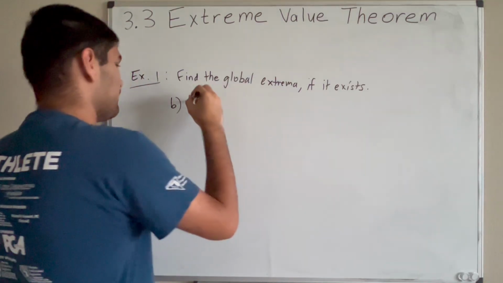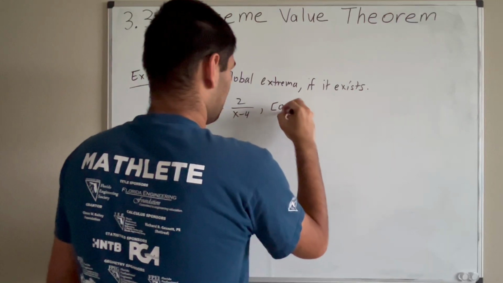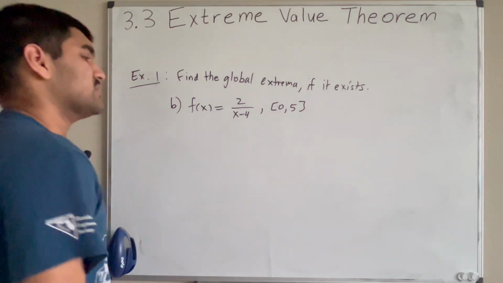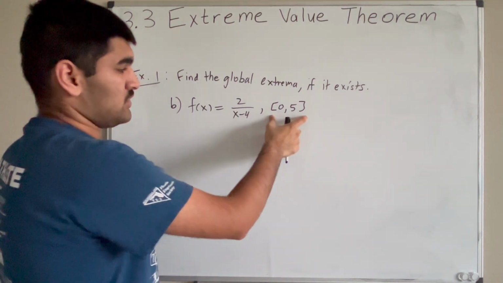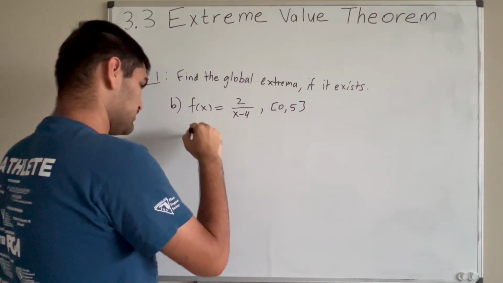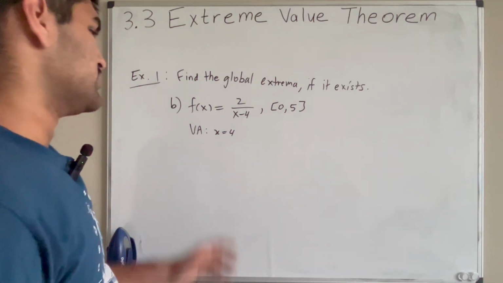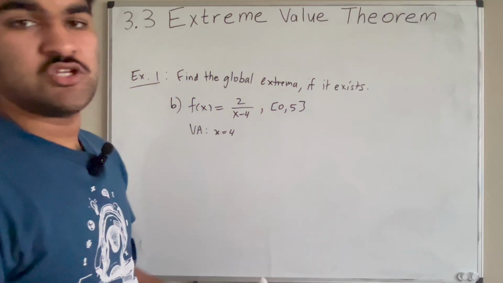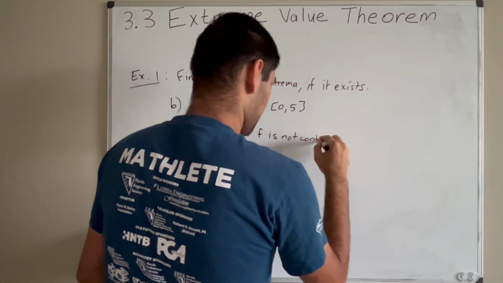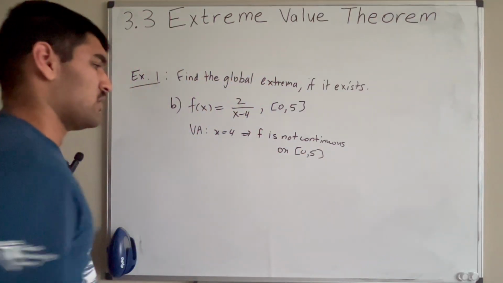All right, so now let's say we have f of x equals 2 over x minus 4, and we're looking at the interval from 0 to 5. So remember, the first thing we have to check is if f is continuous on this interval 0 to 5. Well, note that f of x has a vertical asymptote at x equals 4, right? And x equals 4 is in this interval. It's in 0 to 5. So therefore, f is not continuous on 0 to 5, because you have that vertical asymptote at x equals 4, so that's a discontinuity.